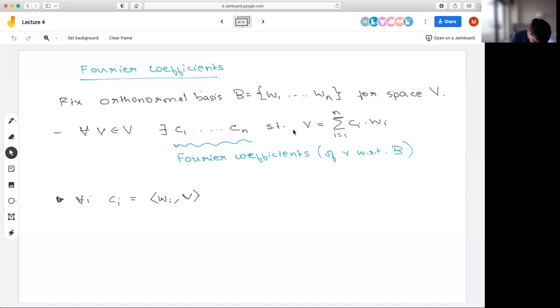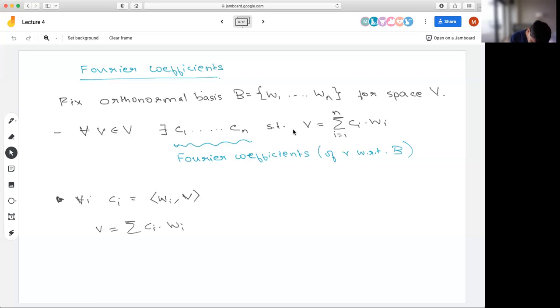And let's just do a sanity check. We know that V is the summation of Ci times Wi. Now I claim that Ci is equal to the inner product of Wi with V. So let's just compute this inner product.